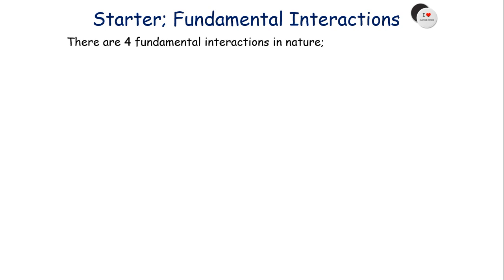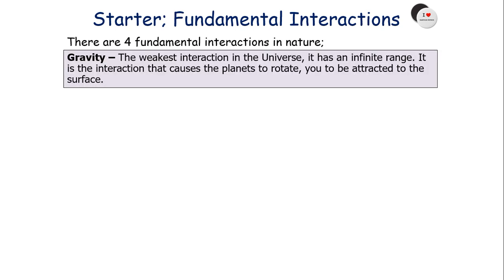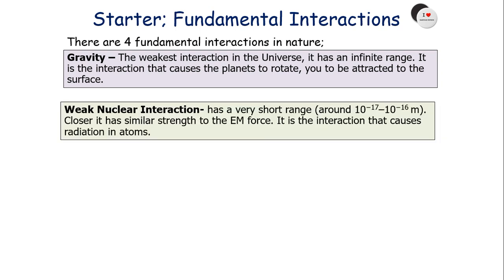So now, the next concept we're going to cover in particle physics is what we call the fundamental interactions. There are actually 4 fundamental interactions in nature. There's gravity, the weakest interaction in the universe, which has an infinite range. It's the interaction that causes planets to rotate and you to be attracted to the surface of the Earth.